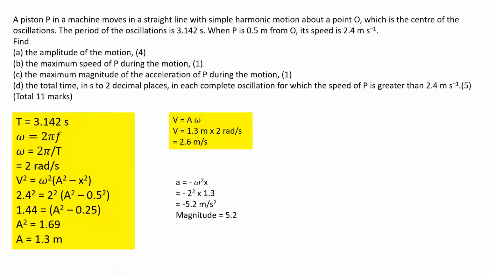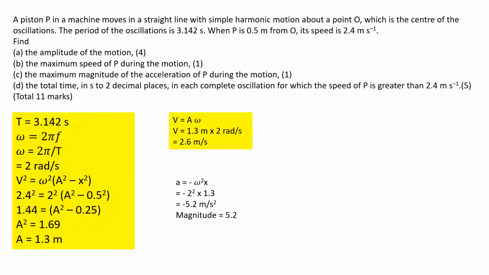We know that omega equals 2 pi f, and we know that f is 1 over T. So omega equals 2 pi divided by T, and you know that T is 3.142, so you have 2 times pi divided by 3.142, and that is about 2. And then you use the equation v squared equals omega squared brackets a squared minus x squared close brackets. You know that in the question v is 2.4. We've worked out omega is 2.